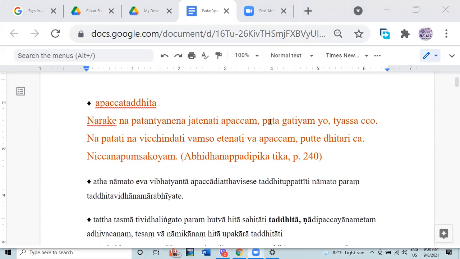No, ya subject is the root part, in the sense of gati. But what is yo? Yo is suppis. Ya suppis. Yo is suppis. So that means ya is in the sense of gati.